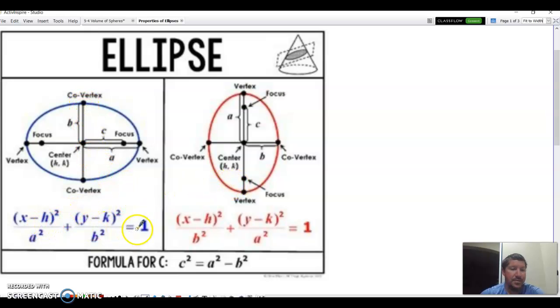Okay? Here's the equation: (x minus h) squared over a squared, so that's when the major axis is the x-axis, plus (y minus k) squared over b squared equals 1. Always equal to 1 when we write those equations. Then you'll see here, this is when the x-axis is the major axis, this is when the y-axis is the major axis. To find c, c squared is equal to a squared minus b squared.